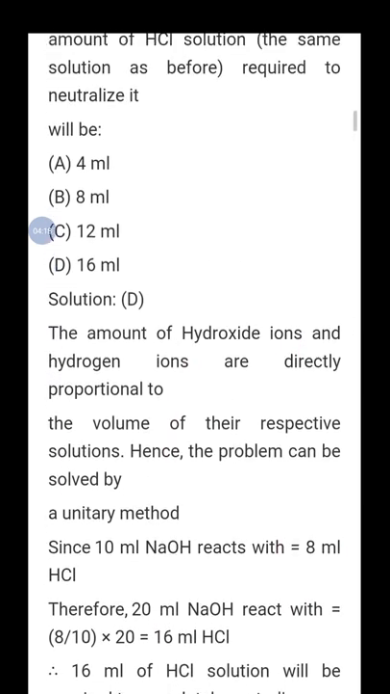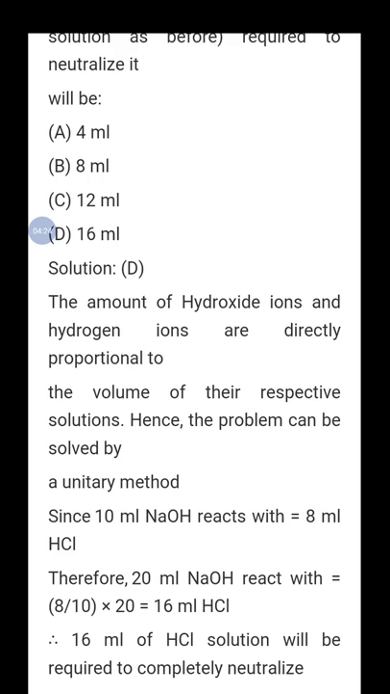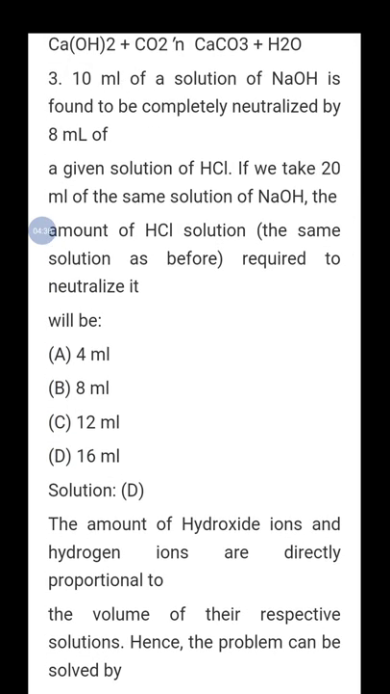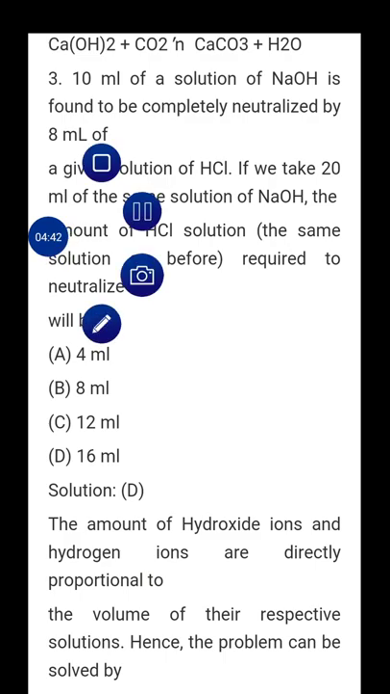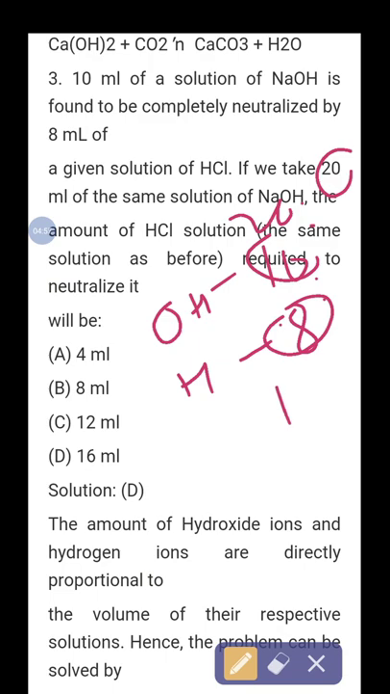तो यहाँ पे आपको एक बात ध्यान रखनी है कि जितना अमाउंट हाइड्रोक्साइड आयन का होगा, उतना ही अमाउंट हाइड्रोजन आयन का होगा, और ये डायरेक्टली प्रोपोर्शनल होंगे अपनी वॉल्यूम में। तो यहाँ पे 10 ml ऑफ NaOH, तो हाइड्रोक्साइड आयन आपके 10 ml आए, एंड इट इज़ न्यूट्रलाइज बाई 8 ml ऑफ HCl। तो OH देखें तो वो 10 है, हाइड्रोजन आयन देखें तो वो 8 है, राइट। इफ यू टेक 20 ml, तो इसकी जगह हमने 20 कर दिया, 2 times here is 2 times 8, that is 16, the answer. Okay, come to the next question.